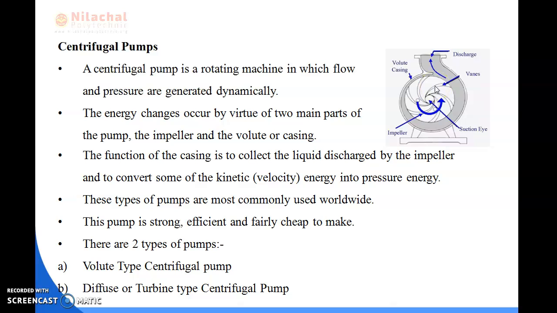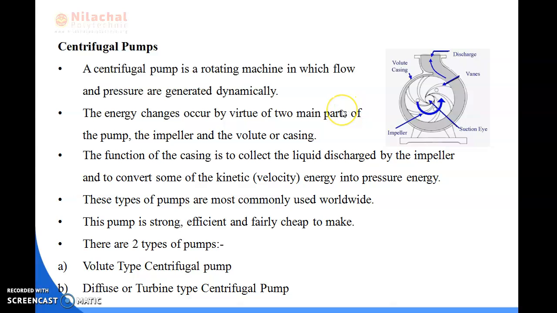What is the function of the casing? The function of the casing is to collect the liquid that has been discharged by the impeller and to convert some kinetic energy into pressure energy. These types of pumps are most commonly used worldwide, and the pump is strong, efficient and fairly cheap to make. So this is the centrifugal pump. There are two types of centrifugal pump: first the volute type centrifugal pump, and the diffuser or turbine type centrifugal pump.